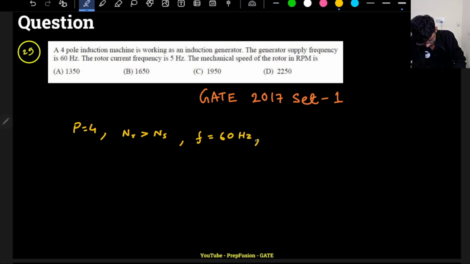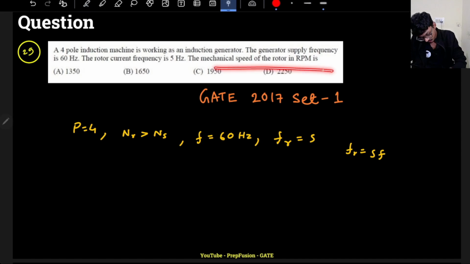The rotor current frequency is 5 hertz, right? Rotor current frequency is 5 hertz. So basically fr is 5. And what is the formula for fr? The formula for fr is, if you know, s into f, right? This we already know.